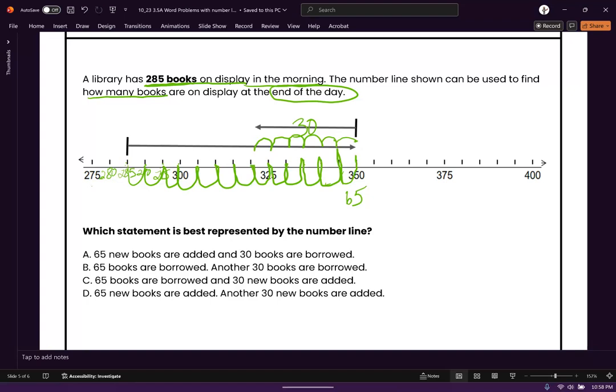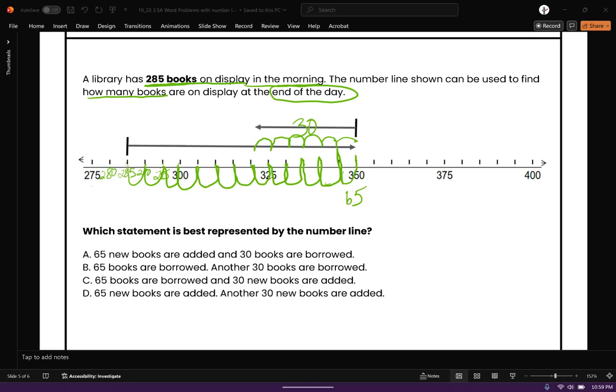Now we can check our answers. A, 65 new books are added. Yes, 65, good. And 30 books are borrowed. Borrowed. Would borrow be a subtraction or addition to my total? So if books are borrowed, is that going to add to my total or take away from my total? Right, it's going to take away.